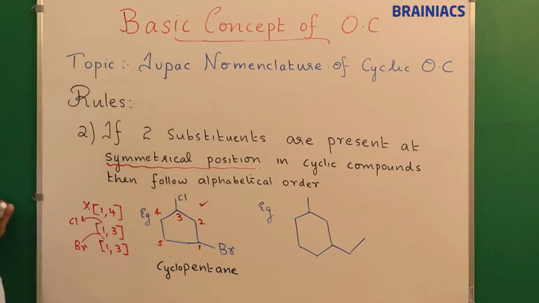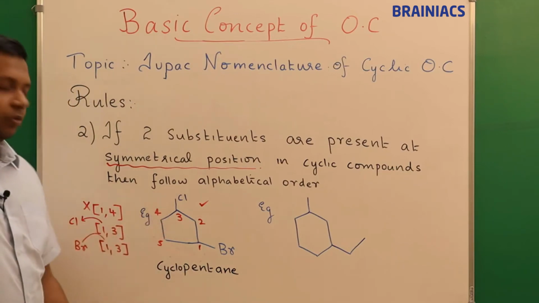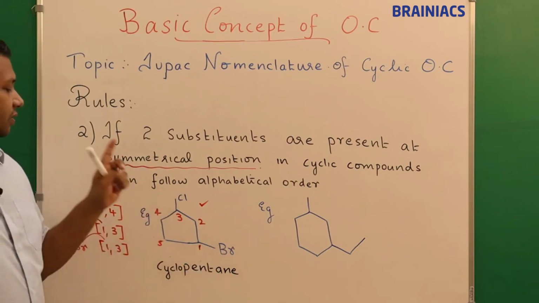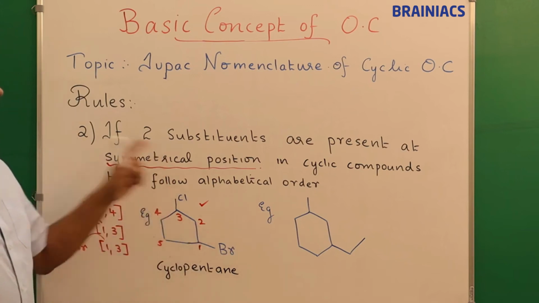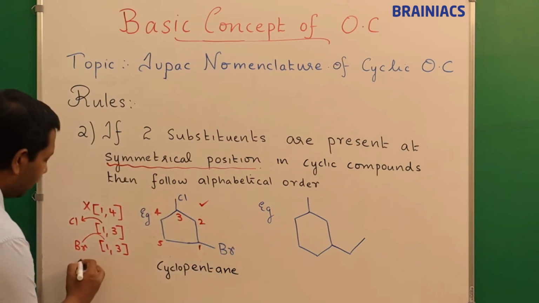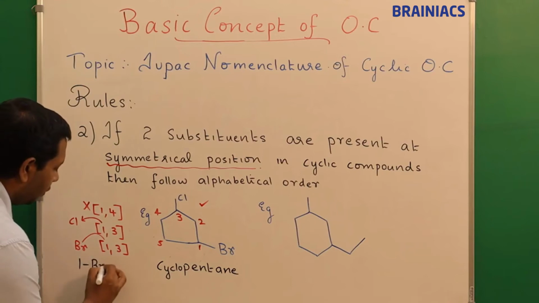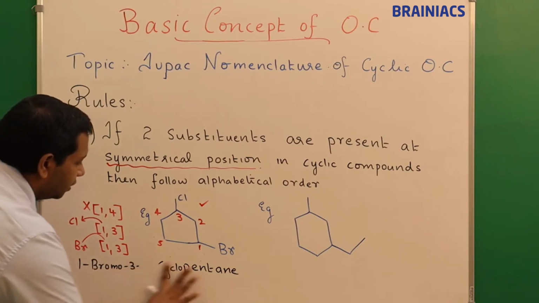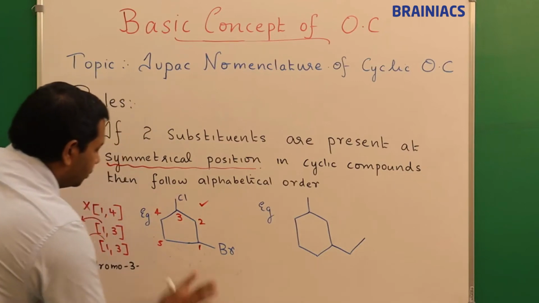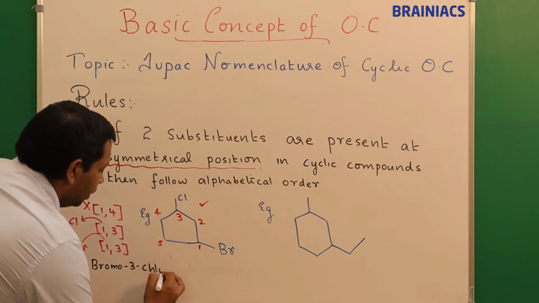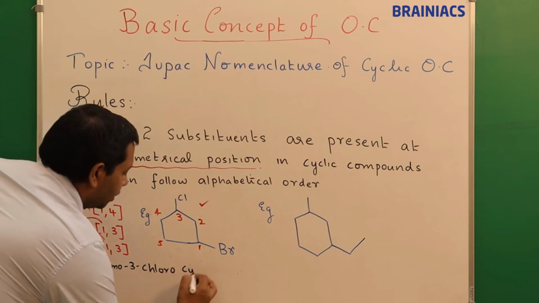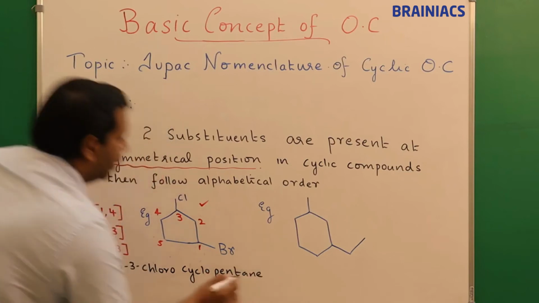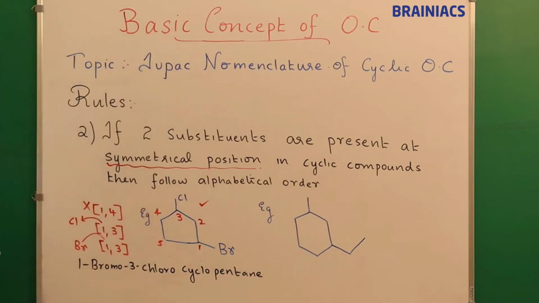Okay. Now I know that the di prefix will also be there since substituents are there. So I know that at first position there is bromo, so I can say 1 bromo, then 3 chloro, correct? So I can write 1-bromo-3-chlorocyclopentane. This should be the IUPAC name of this compound.